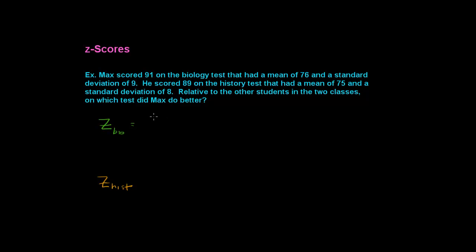So on the biology test, remember we put Max's score first minus the mean of 76. How far apart were they? His score and the mean. And then how many standard deviations will divide into that distance? So they were 15 points apart, divided by 9 for the standard deviation. And we get 1.66, and it just repeats. So we would approximate that to 1.67, or whatever our rounding directions were.